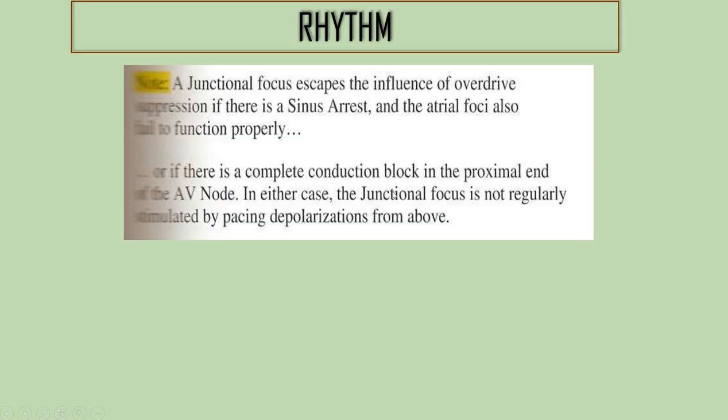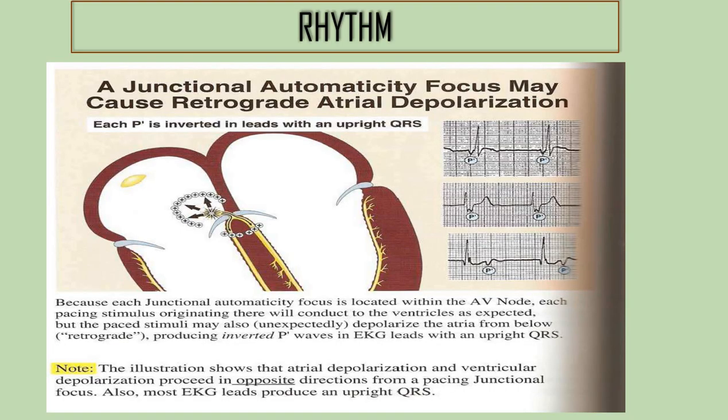The junctional focus escapes the influence of overdrive suppression if there is a sinus arrest and the atrial foci also fail to function properly, or if there is complete conduction block in the proximal end of the AV node. In either case, the junctional focus is not regularly stimulated by pacing depolarization from above. A junctional automaticity focus may cause retrograde atrial depolarization. Each P prime is inverted in leads with an upright QRS.